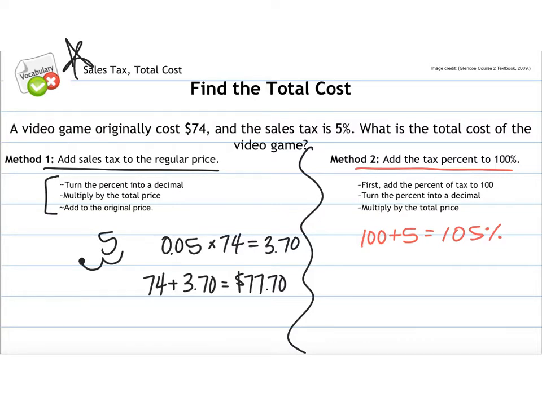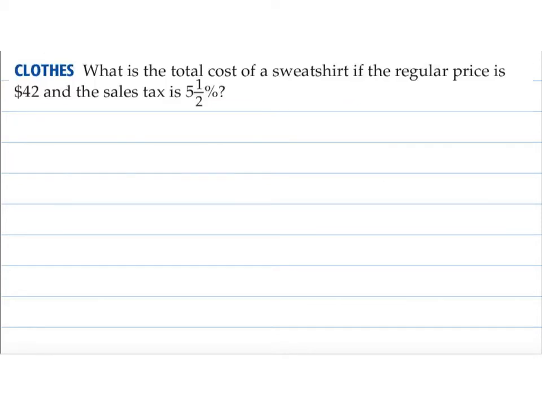Then turn that percent into a decimal. Move the decimal 2 spots to the left, would be 1.05. And you're going to multiply that by the total price. So multiply that by $74. 1.05 times 74, and you find out that you will end up with the same thing, $77.70. So you decide what method works best for you. I want both of them written down in your notes. And then you just pick what method you want to use as we are moving forward.